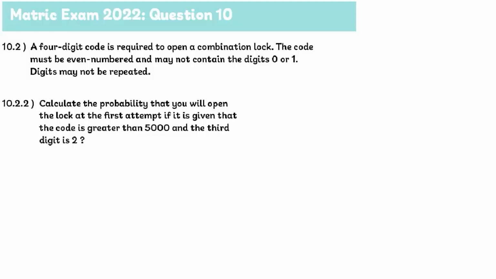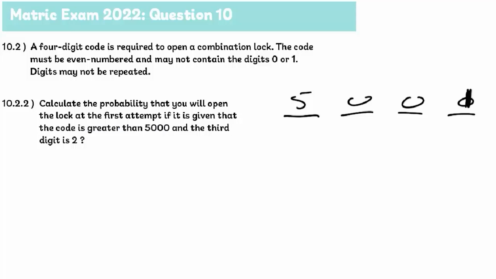Question 10.2.2. Calculate the probability that you will open the lock at the first attempt if it is given that the code is greater than 5,000 and the third digit is 2. So let's quickly work this out. Let's quickly understand the question. This is 5,000, but the number is greater than 5,000. So in other words, the very first combination we can use is 5001.